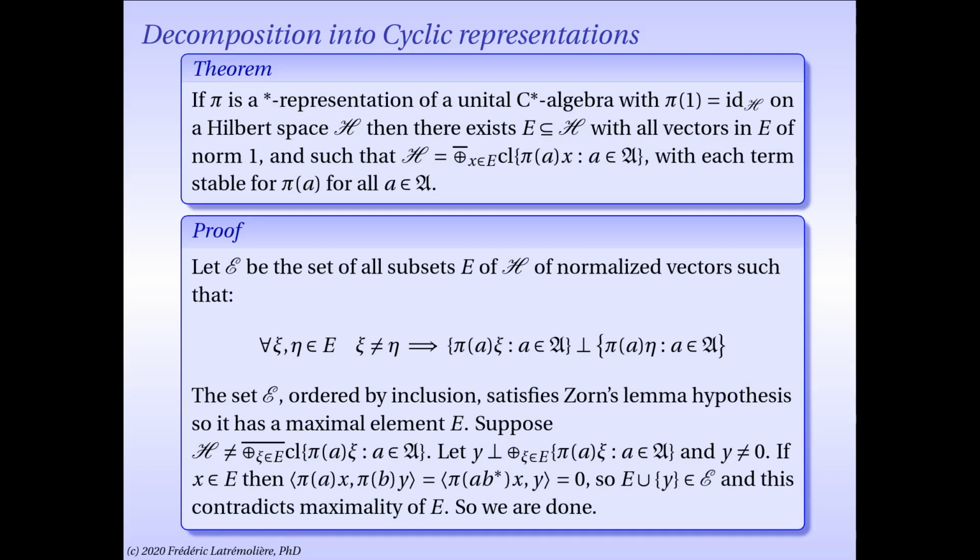And X was arbitrary in E. So what this tells you is that Y could be added to E, and we still would have the properties displayed above. And that contradicts maximality of E. So the proof is done. So this theorem says that any star representation is essentially obtained as a sum, properly defined, of cyclic representations, or in other words, up to unitary equivalence, it is really a sum of GNS representations.